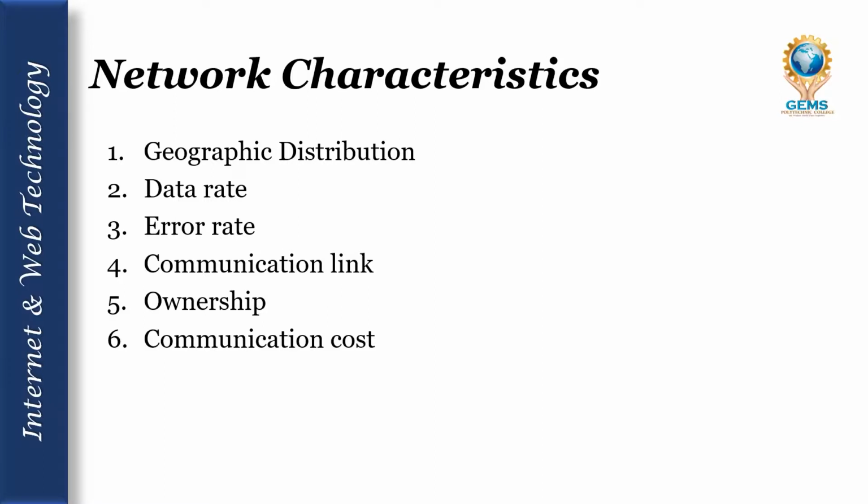Communication costs. The overall communication cost of a local area network is usually much lower than that of a wide area network. The main reasons for this are lower error rates, simple routing algorithms, and lower administrative and maintenance cost. So these are all the network characteristics.